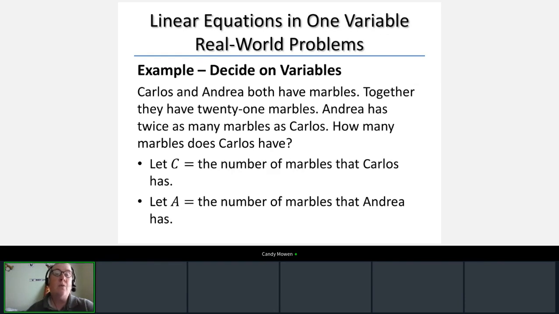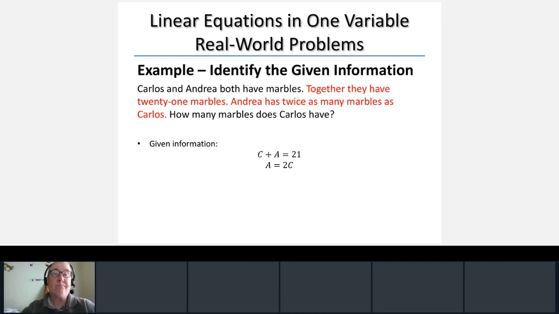What do we know? Well, we're going to first identify variables. C is going to be the marbles that Carlos has. A is Andrea's marbles. So we have our unknowns or our variables. Together, they have 21 marbles. Andrea has twice as many marbles as Carlos. So now we can start to put together. We know that together they have 21 marbles. We know Andrea has twice as many marbles as Carlos. How many marbles does Carlos have? That is our unknown.